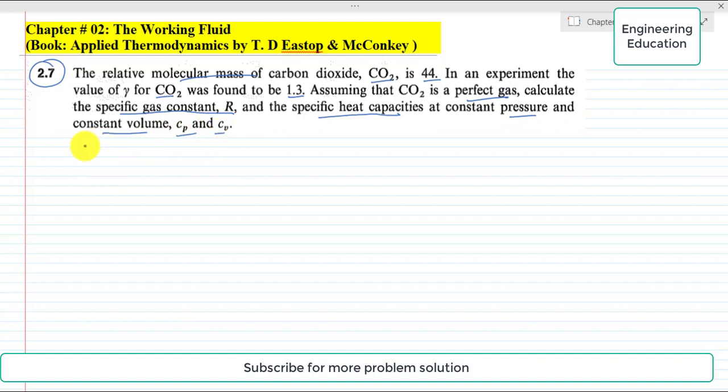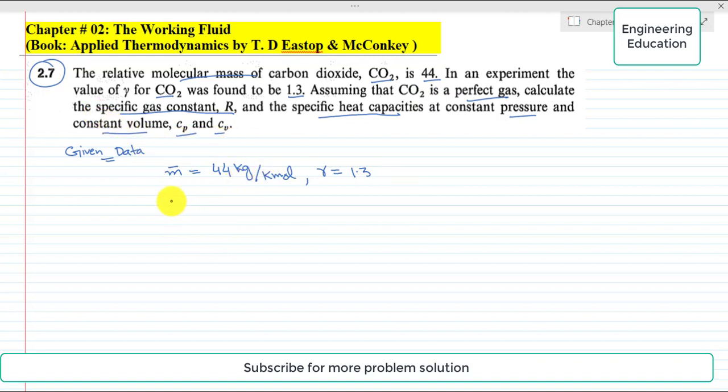So first of all, we will write the given data. We have given the relative molecular mass of carbon dioxide, that is represented by m bar, which is also called molar mass, and it is 44. The unit of molar mass is kilogram per kilomole. Similarly, the value of gamma, also called adiabatic index, is 1.3 for carbon dioxide. It is a triatomic gas and it has gamma 1.3. We will assume that carbon dioxide is a perfect gas.